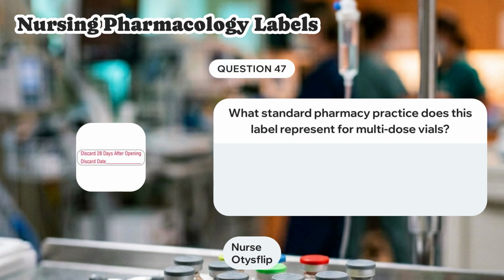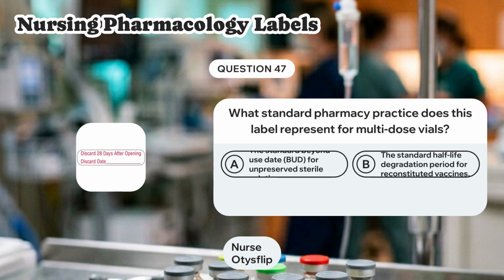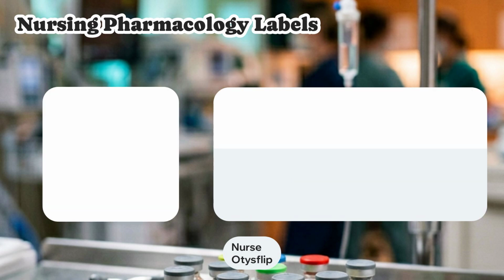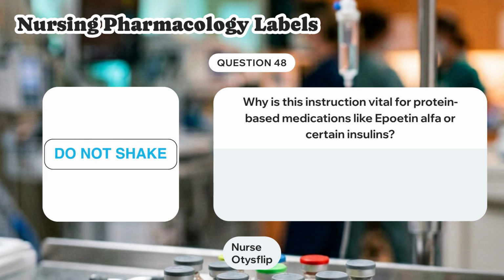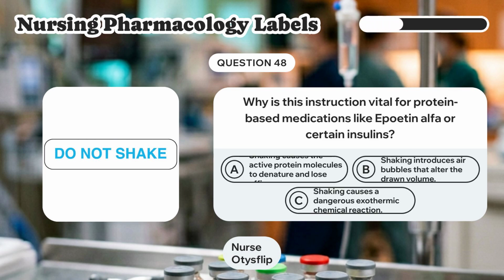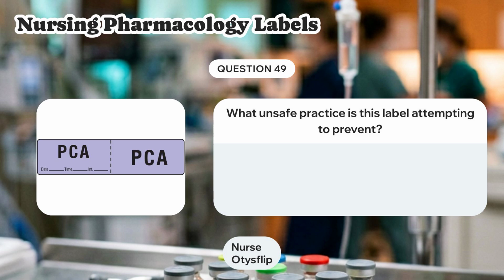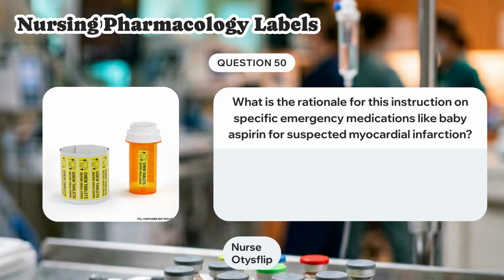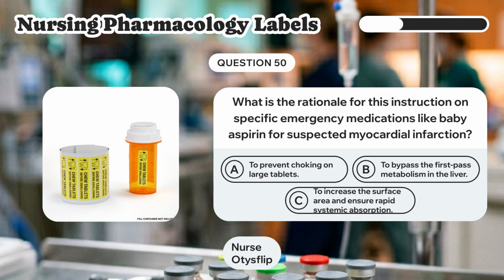What standard pharmacy practice does this label represent for multi-dose vials? Why is this instruction vital for protein-based medications like Epoetin alfa or certain insulins? What unsafe practice is this label attempting to prevent? What is the rationale for this instruction on specific emergency medications like baby aspirin for suspected myocardial infarction?